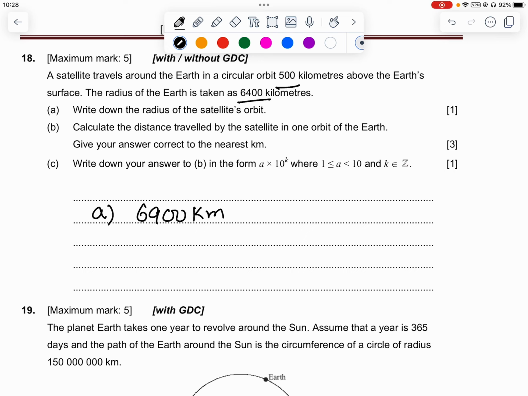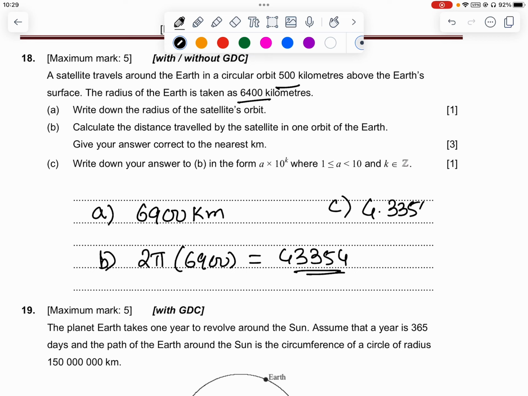Calculate the distance traveled by the satellite in one orbit. It is 2 pi r. So 2 times pi times 6,900. It's going to be 43354 to the nearest kilometer. Write down this one in standard form. 4.3354 times 10 power 4.